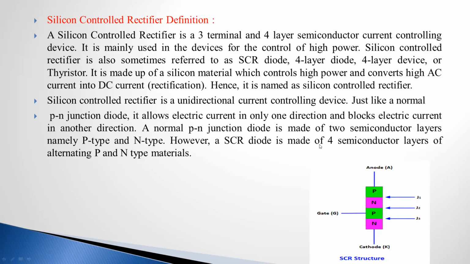It is clear. Next, a normal PN junction diode is made of two semiconductor layers, namely P-type and N-type material. However, the SCR is made of four semiconductor layers of alternating P and N-type materials. Obviously we have discussed this already. It is clear.